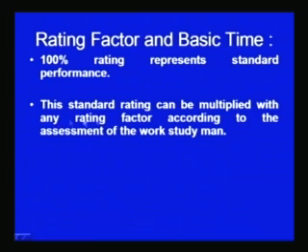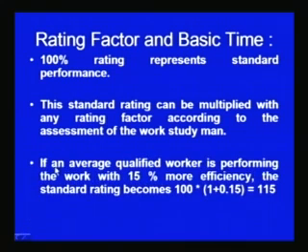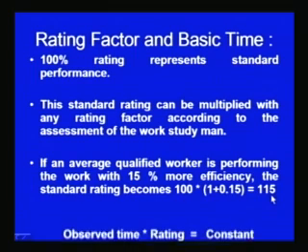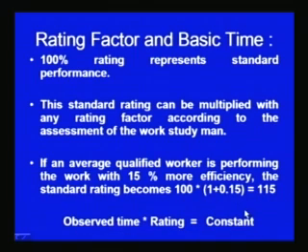The 100% rating represents the standard performance, and this rate of working can be multiplied by any rating factor according to the assessment of the work study man. If the work study man rates a worker's performance at 110%, it means his performance is 10% greater than the normal or standard performance. If an average qualified worker is performing work with 15% more efficiency, then the standard rating for that worker becomes 115%. Using this rating, the basic time value is obtained for carrying out a particular element.